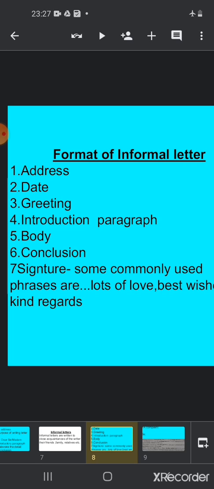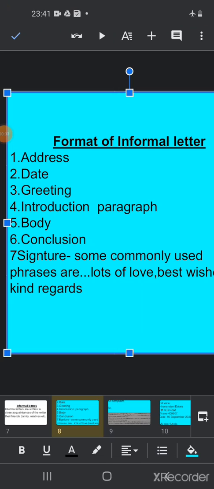Format of informal letter. When we write an informal letter, these steps we have to follow. First step is address. The first thing to write is your address, the address of the writer. We usually write the address on the left hand side of the page at the very top. Next step is date. Just below the address we write the date.